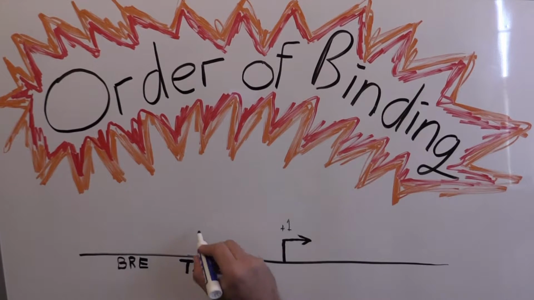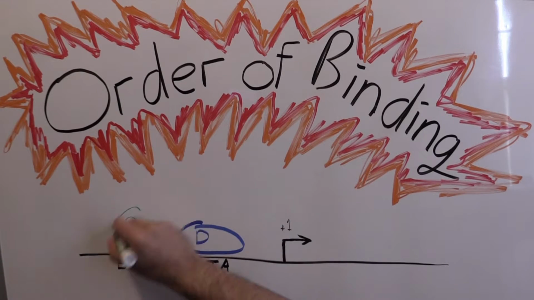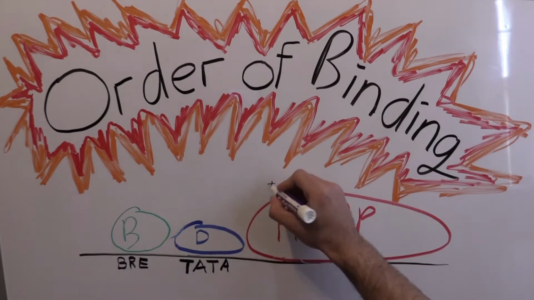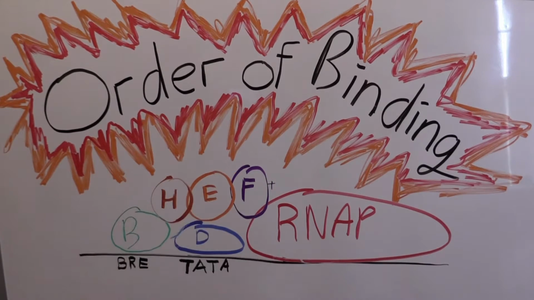So these transcription factors bind in a certain order. First, we're going to have D come and bind. It may or may not be associated with A at this point. Then we're going to have B come and bind. Then we're going to have RNA polymerase come in, but it's going to come in with F. Remember this, it always comes in with F. Then we're going to have E bind, and then H, bam, we are ready to roll.